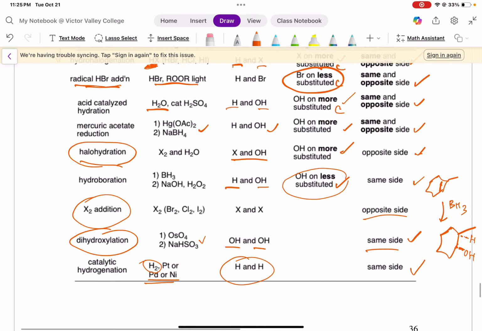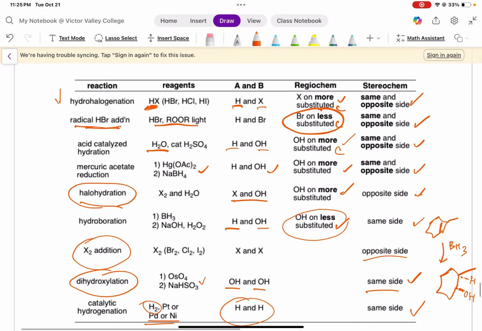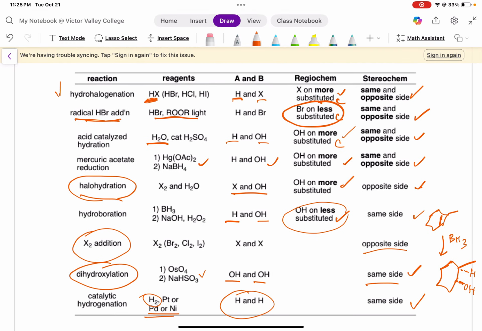Cool. All right, so that's a quick summary of all the reactions of alkenes, and then in the next video we're going to go over more details about mechanisms and steps and all that stuff.